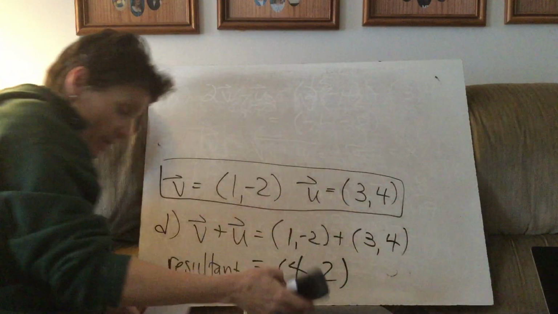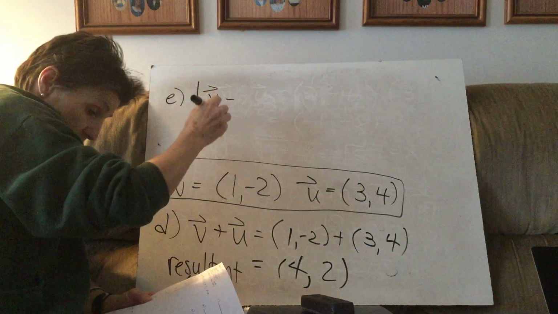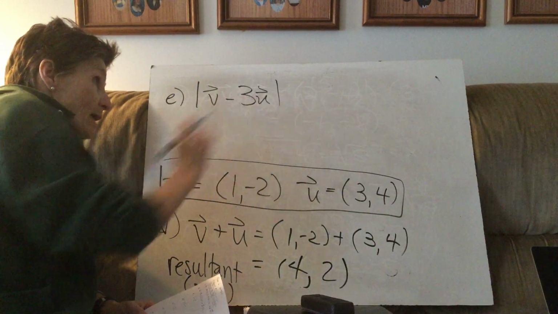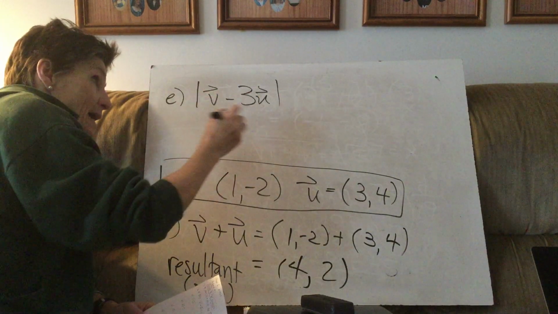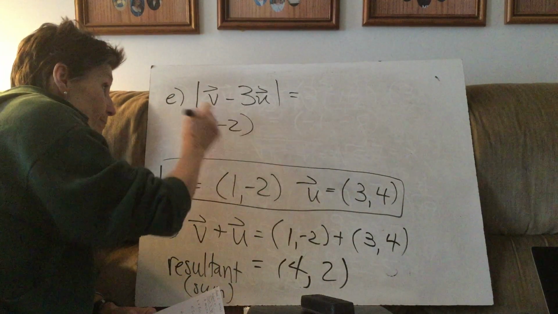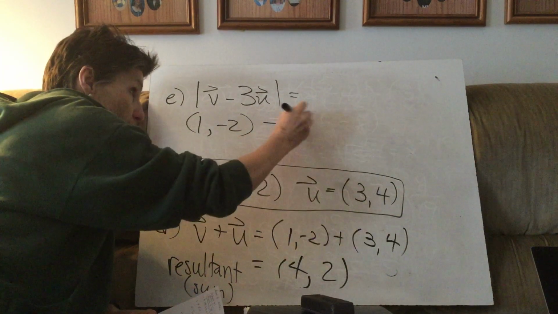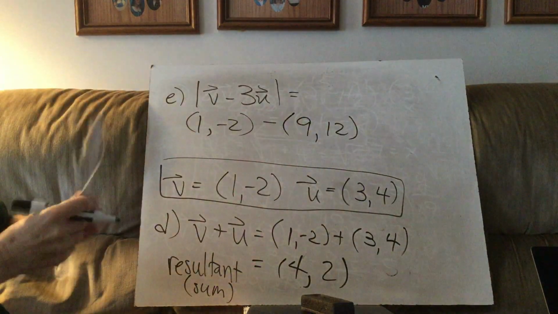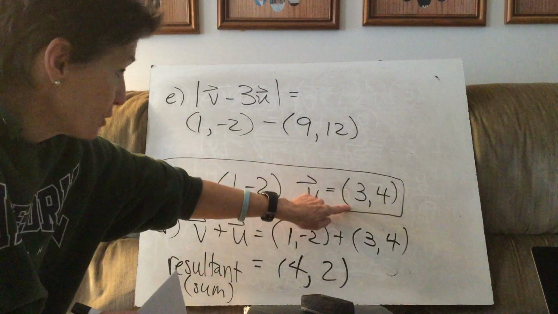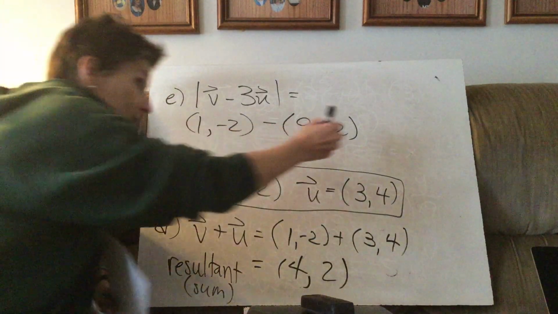Lots of parts to this question. The next part, E, says magnitude of v minus 3u. So this is another magnitude problem. See the absolute value. But we have to do what's inside first. So we're going to take v minus 3u. So there's v minus 3 times u. So 3 times u is 9, 12. Now we're going to subtract those.